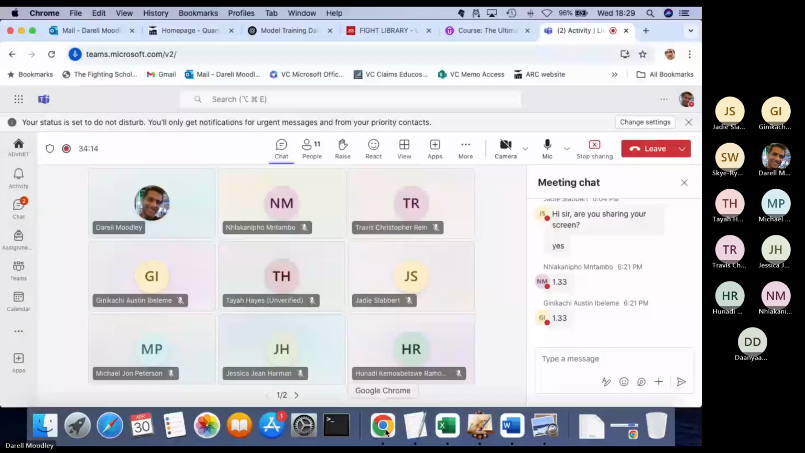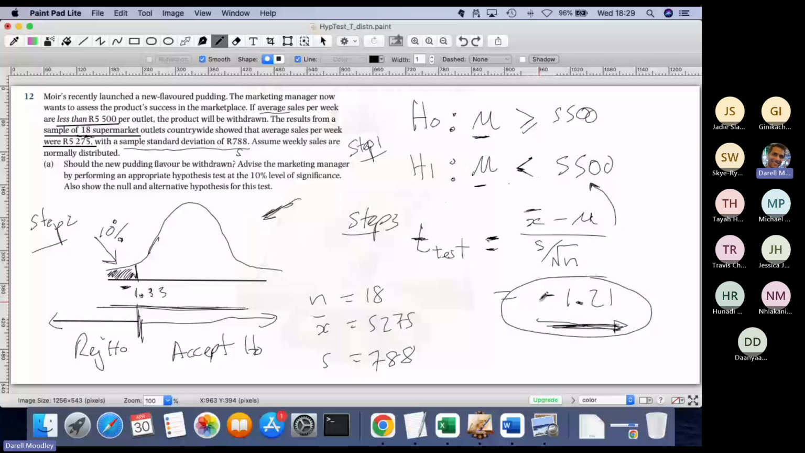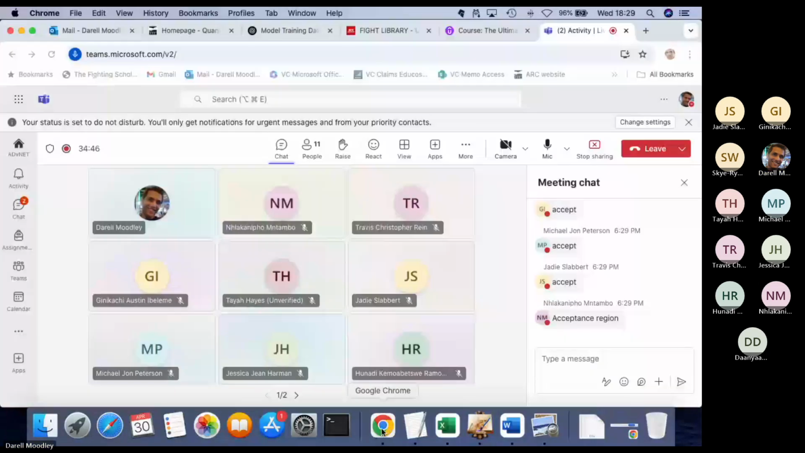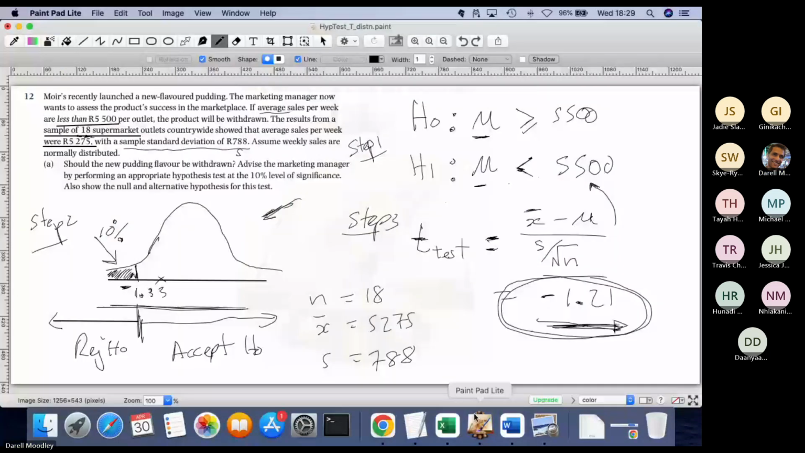No one? You got a value of minus 1.21, and your rejection region is everything on the left of minus 1.33. I'm hoping everyone understands that minus 1.21 is on the right of minus 1.33. It's greater than minus 1.33. So we would accept H0. Very good, excellent, nicely done. So we accept H0. That's your step 4. Step 4, as you just stated, you accept H0.